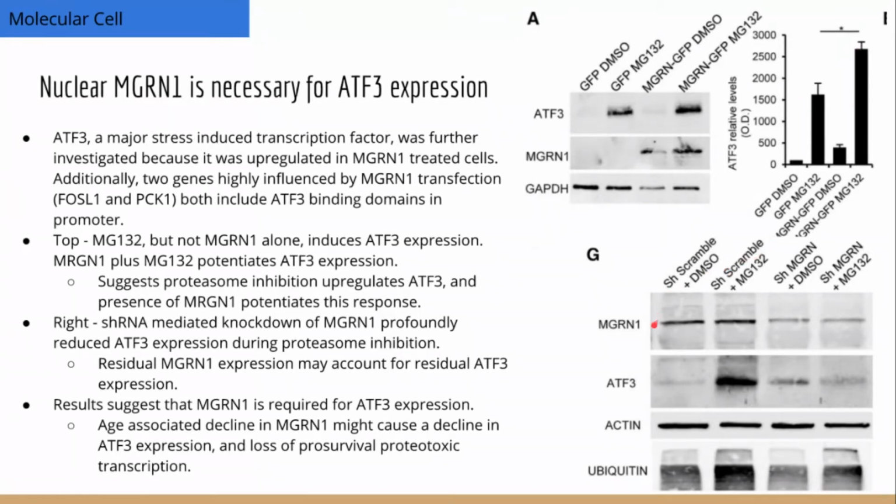So down here, we're seeing the effects of short hairpin RNA, so we're inhibiting the expression of MGRN1. When MGRN1 is inhibited by itself, it's not too interesting. Right here, we see basal ATF3 expression. This is what happens under normal conditions, and this is what happens when MG132 is administered.